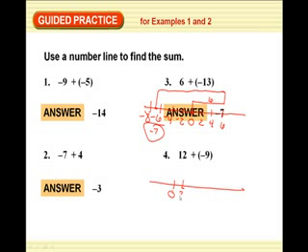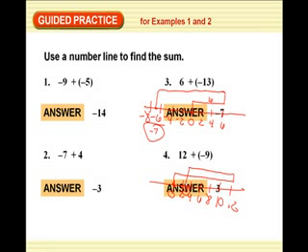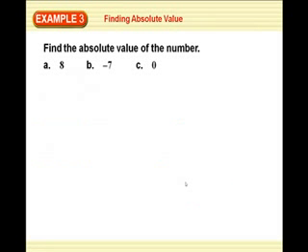12 plus 9, so here's my number line. I'm going to number by 2's again. 2, 4, 6, 8, 10, 12. So I start at 0, it's +12. So I go to the right 12, and then I go back to the left 9, which puts me at 3. So 12 plus -9 is +3. Okay, so that's using a number line.